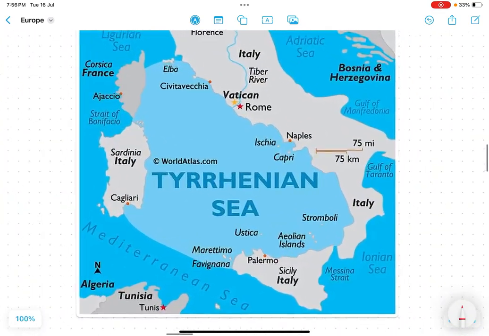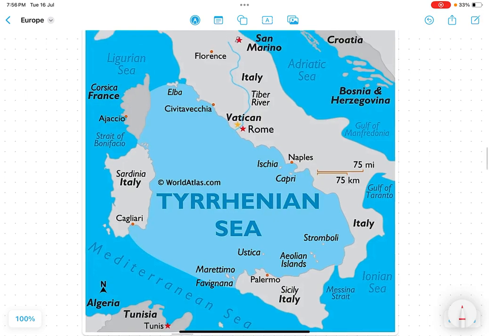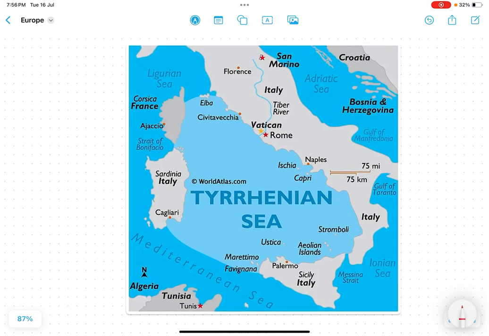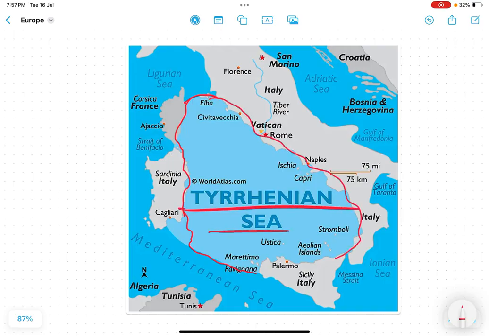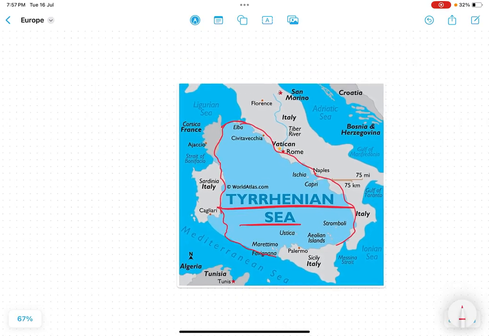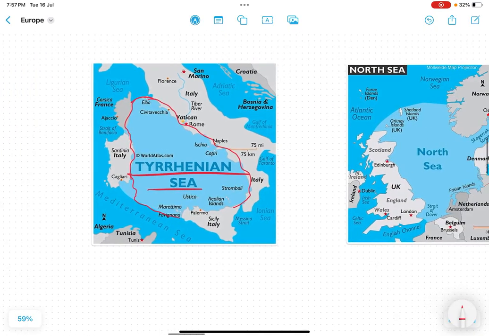So let's see the next map. Next map is of Tyrrhenian Sea. Tyrrhenian Sea is this region between Corsica, Sardinia, Sicily and Italy. This region is called Tyrrhenian Sea, right? As you can see, Tyrrhenian Sea. You should know where Tyrrhenian Sea lies.